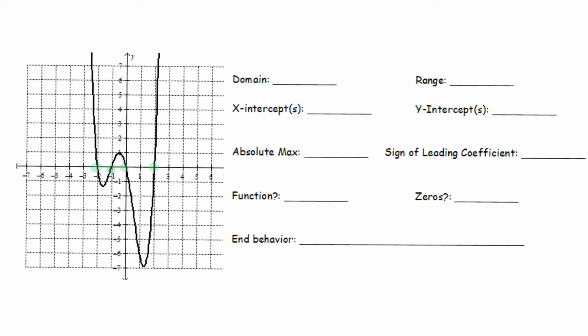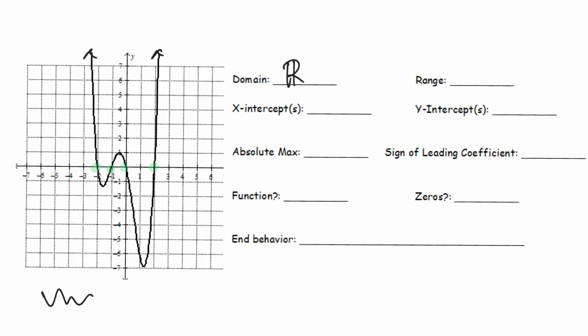So let's look at the first question, domain. When we look at the domain, we read the graph from left to right. So these are, in fact, arrows. So my domain would definitely be all real numbers. This is going to continue from left to right forever and ever and ever.